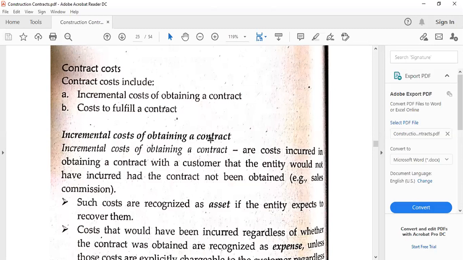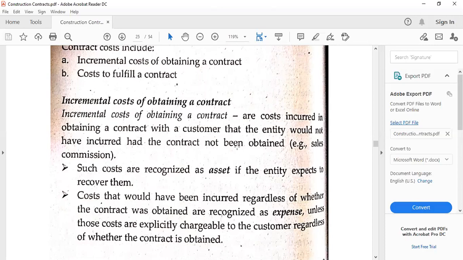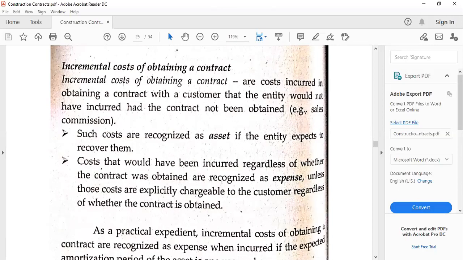So if the company did not enter into this construction contract, then the company here is the customer, would not have incurred the said costs. So that's why if the costs are directly attributable to the contract, then such would be capitalized as cost of such. So such costs are recognized as asset if the entity expects to recover them. Here, the entity is the seller again, because of course, on the part of the buyer or customer, this is going to be an asset.